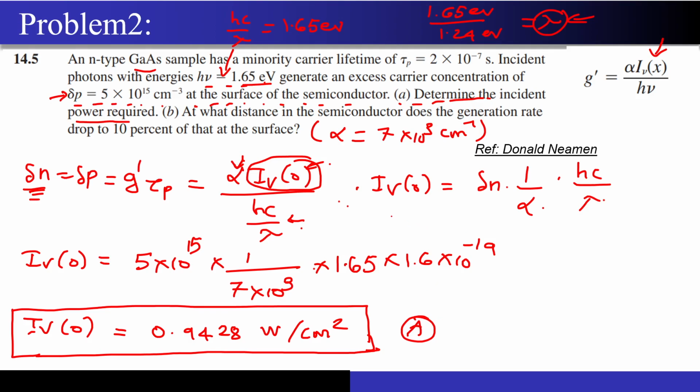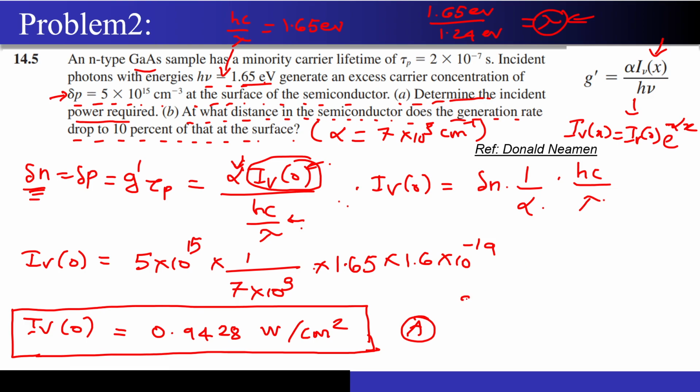Now let's look at the second question. At what distance in the semiconductor does the generation rate drop to 10% of that at the surface? First of all, let me explain why the generation rate will drop. If I look at this formula, you also know that IV of x is nothing but IV of 0 into e to the power minus alpha x. Alpha is the absorption coefficient.